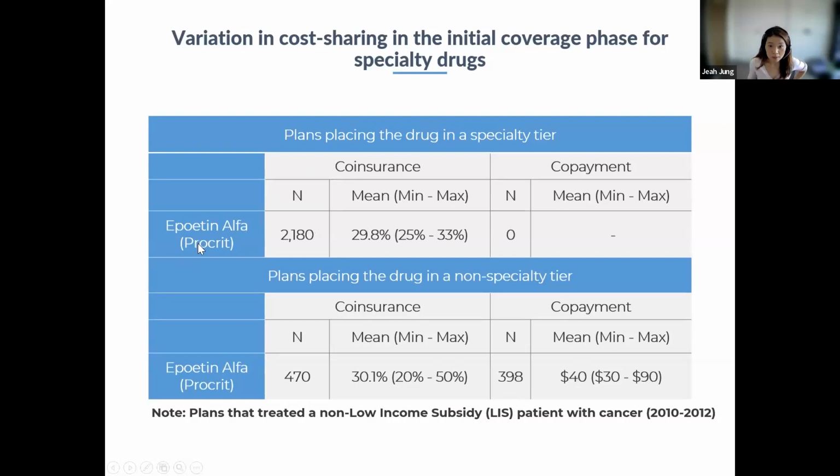Similarly for Epoetin, plans that place the drug in a specialty tier usually use co-insurance, about 30% co-insurance. No plan used co-payment. But when they didn't use a specialty tier for Epoetin, a little bit less than half of plans actually used co-payment. This is a pretty decent co-payment amount.